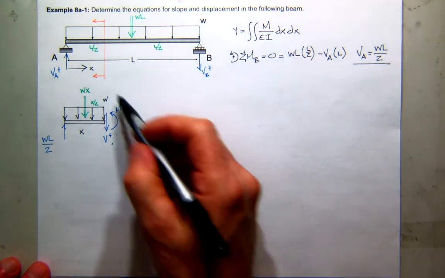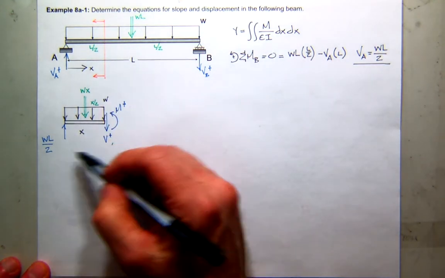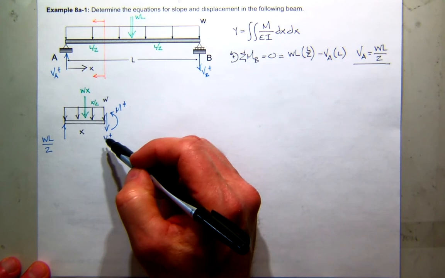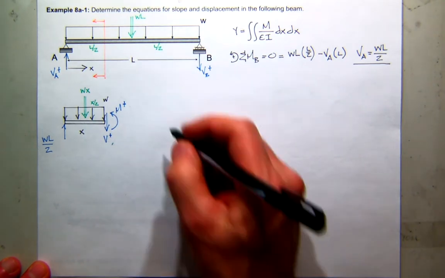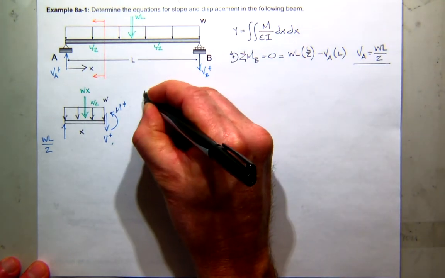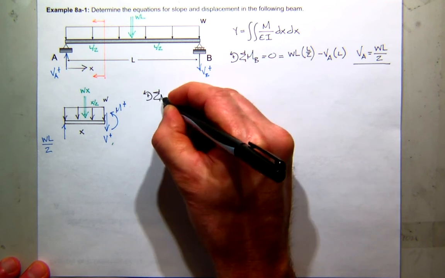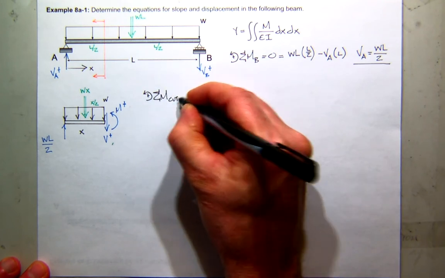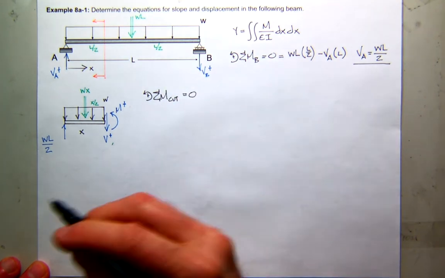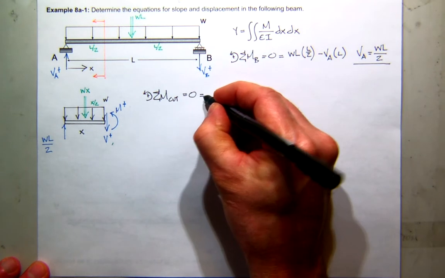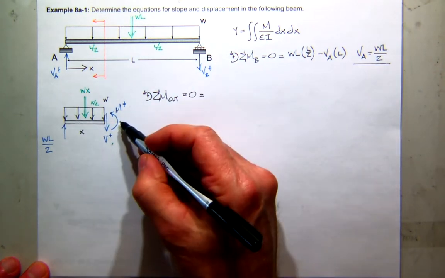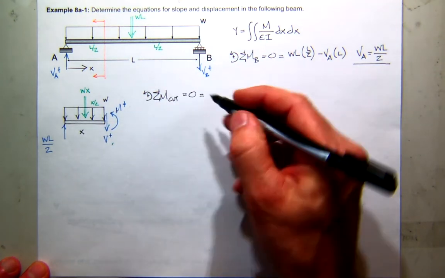So now I'm going to write the equilibrium equations for this section to solve for moment. Again, I'm going to sum moments, assuming right-hand rule for my sign convention. I'm going to sum my moments about the cut I just made and make sure this section's in equilibrium. So let's see what I've got. I've got the moment, which according to this sign convention is positive.